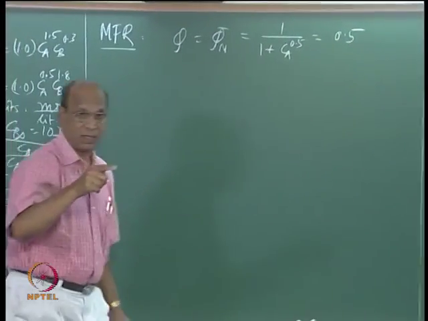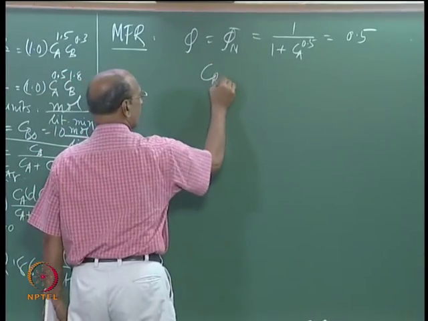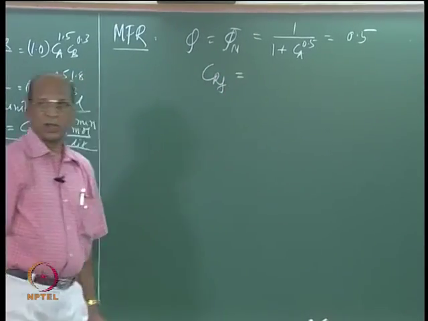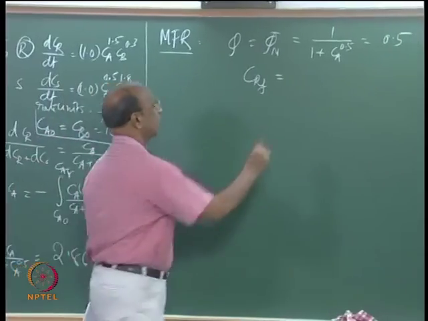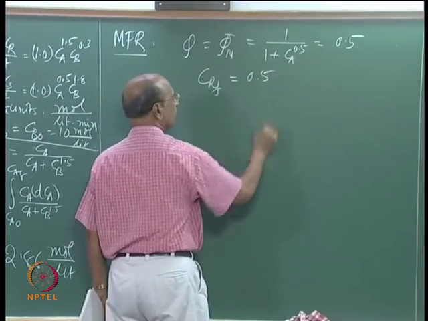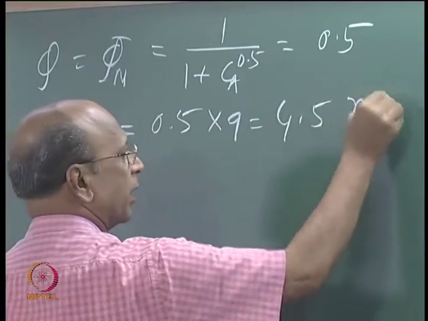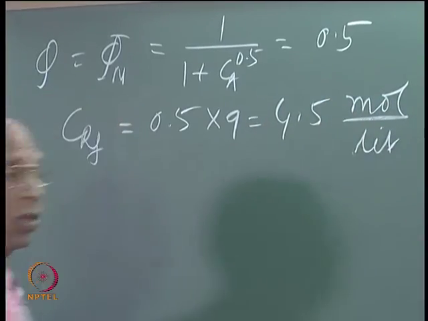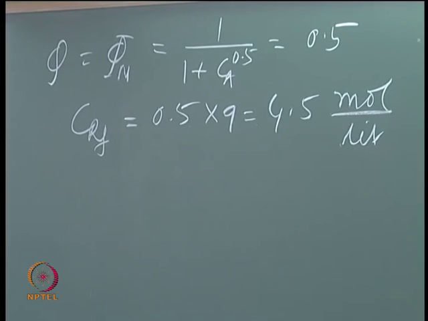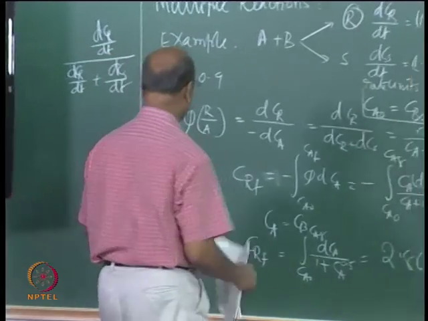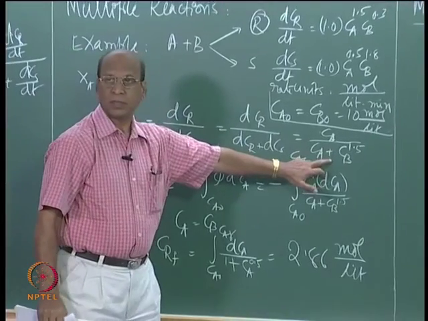That is phi. But what is C_R,f? Phi into (C_A0 minus C_A). So that is 0.5 into 9, excellent, 4.5 moles per liter. Good. You can also draw this graphically and try to find out, right? Because I have an equation for phi. This is the equation, right?